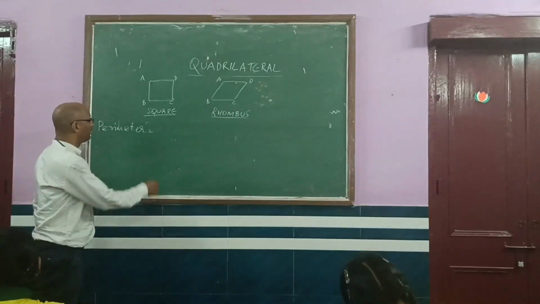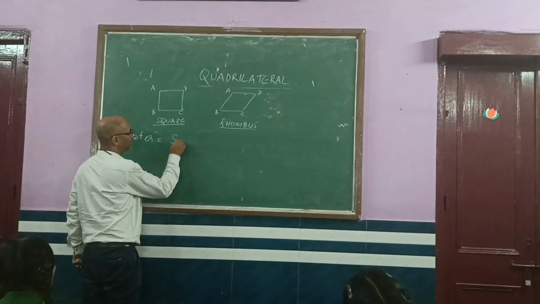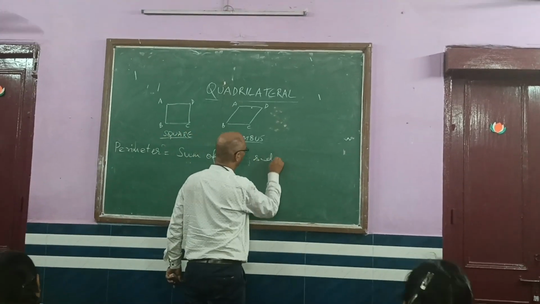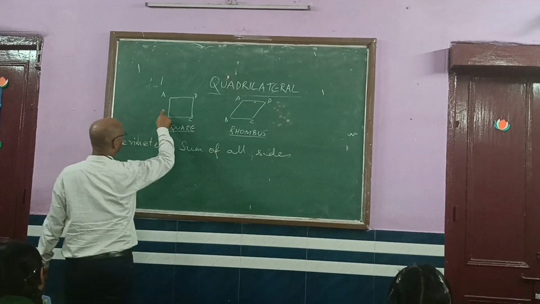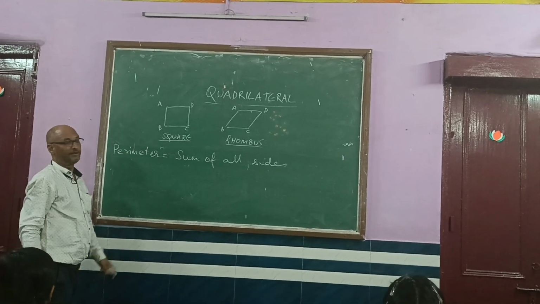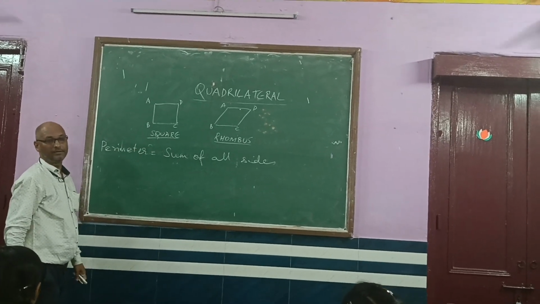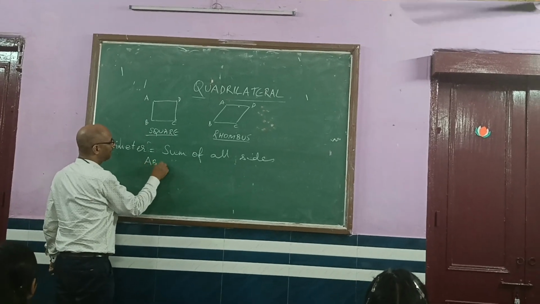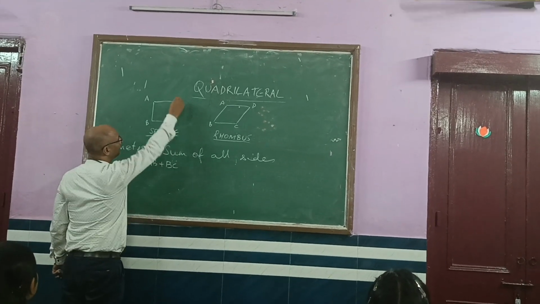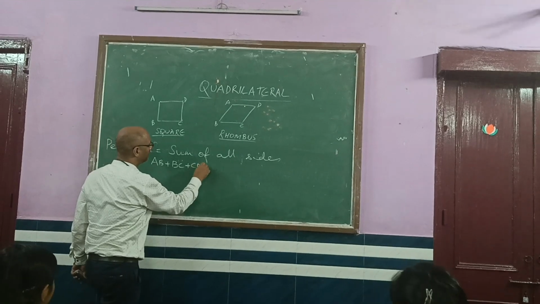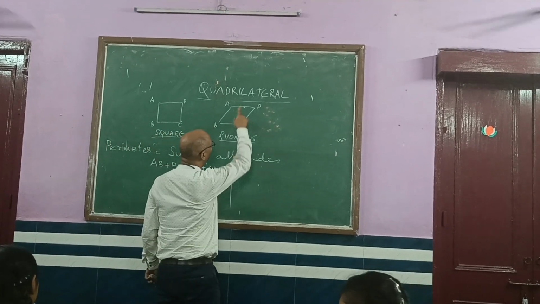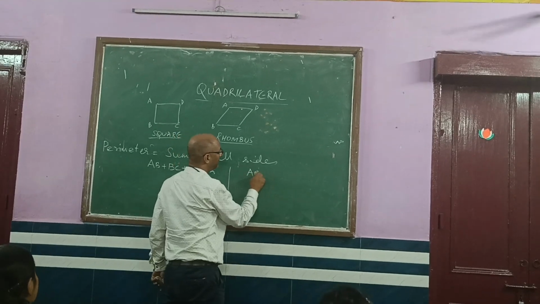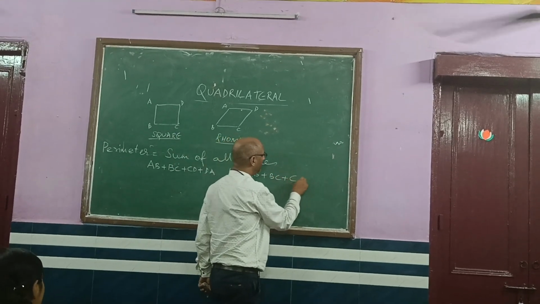What is the basic formula of perimeter? Sum of all sides. What are the sides in case of rhombus and square? Name them: AB plus BC plus CD plus DA. And the same thing for rhombus also: AB plus BC plus CD plus DA.